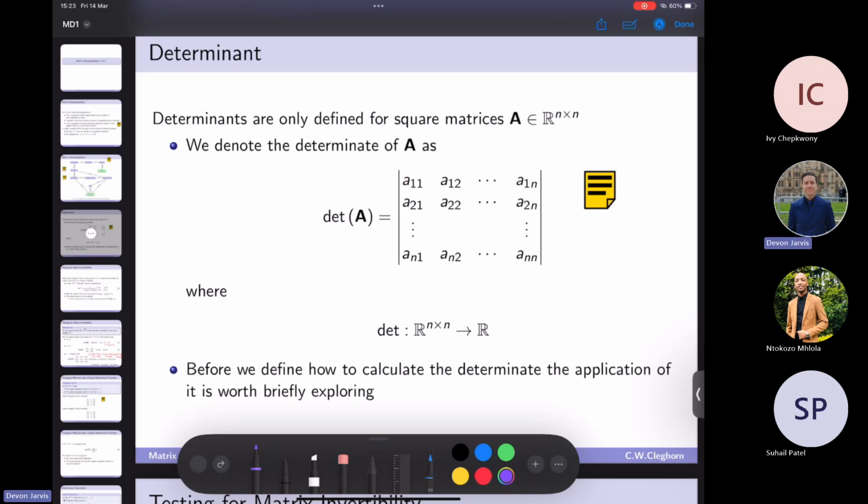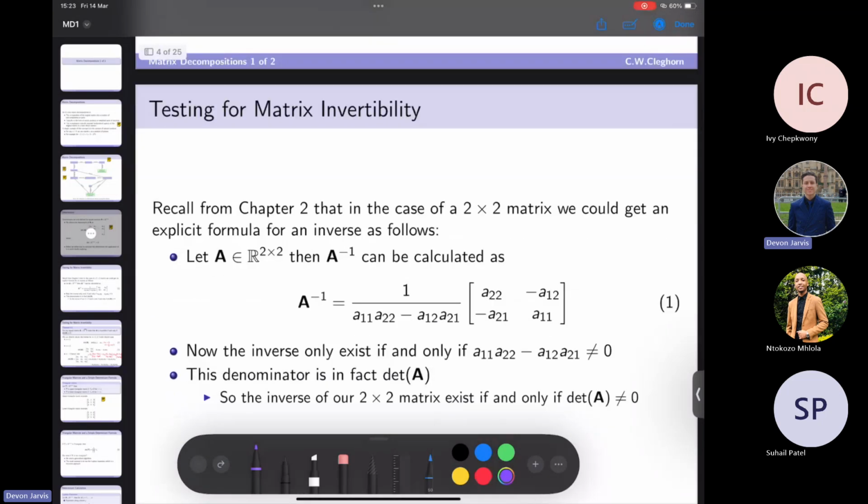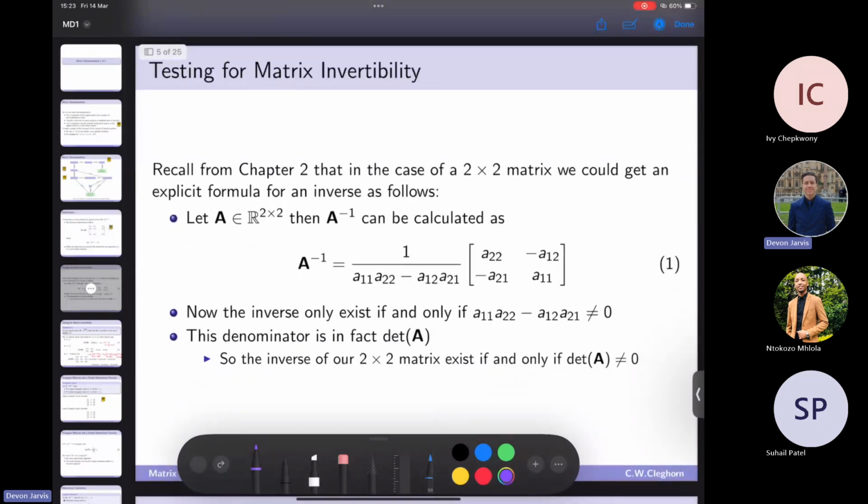And so what this does is it tells you how this mapping A transforms space. So it will take a matrix that's n by n and map it to a single real number. Okay. And so before we define how to calculate the determinant, the applications are worth briefly exploring, and then I'll chat a little bit about the intuition of it.